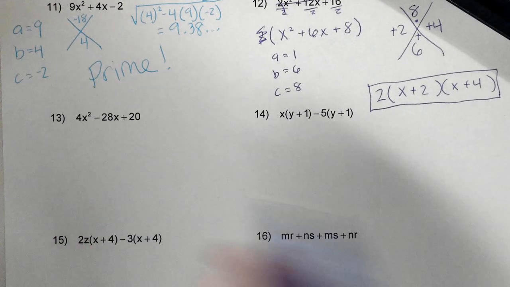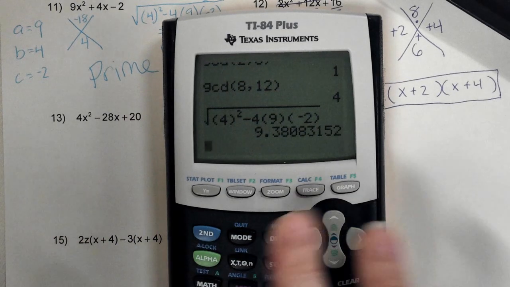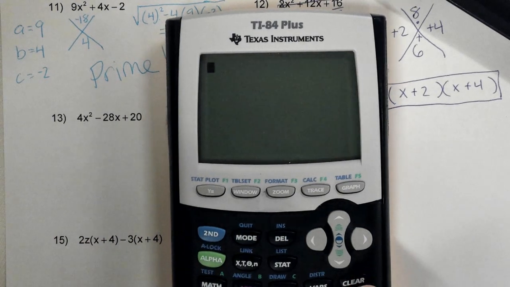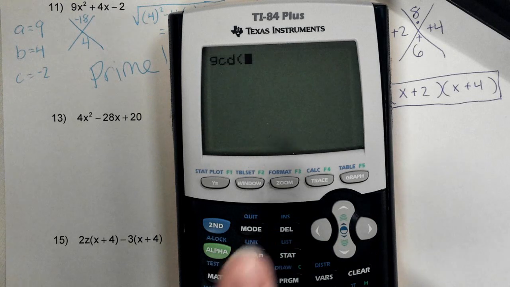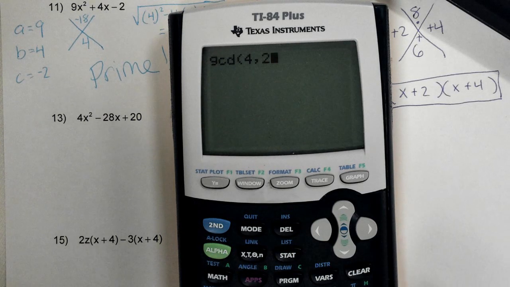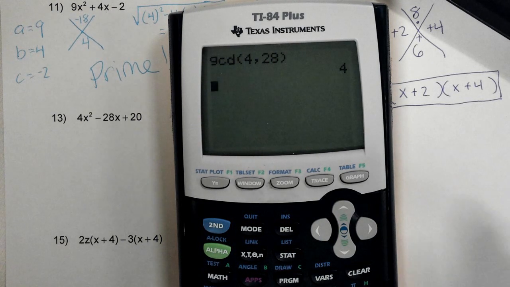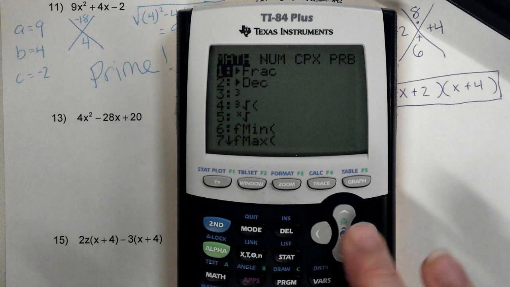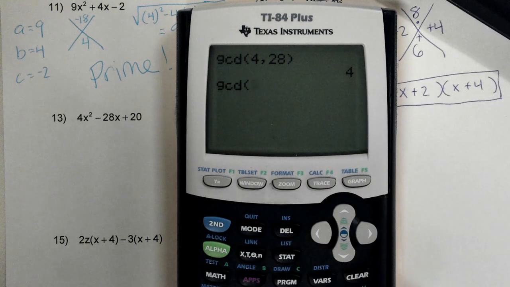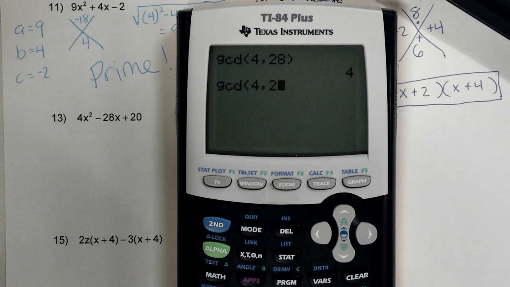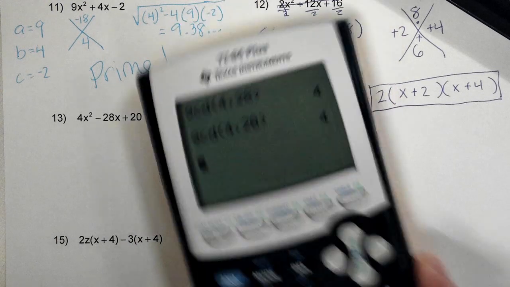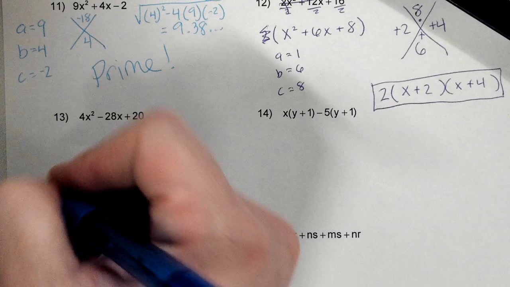So now let's look at 13. If you're ever unsure about a GCF, you can do the Math Right 9 with 3 numbers. You can only type 2 at a time though. So 4, 28 tells you 4 is your GCF. So what you could do is you do Math Right 9, you pick this GCF, comma, your third number. So 4 is your actual GCF. So we're going to take out a 4.